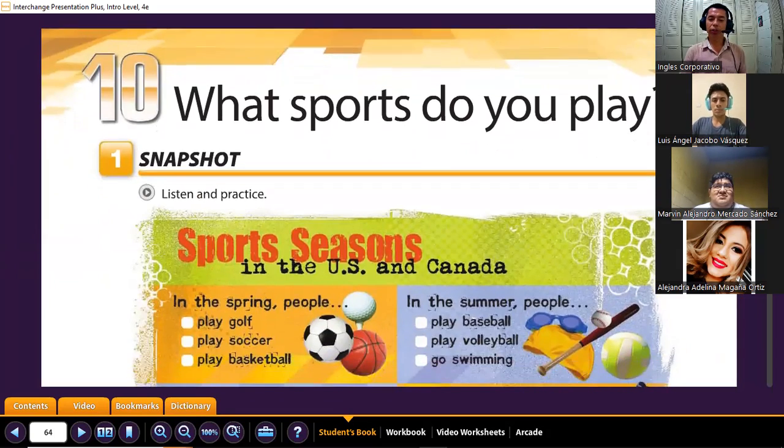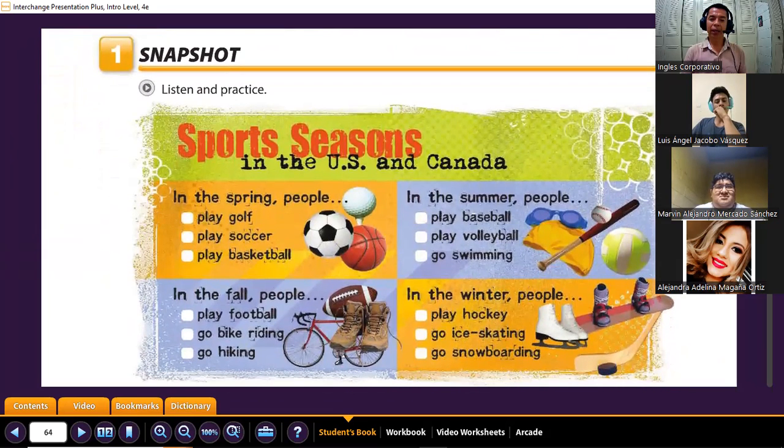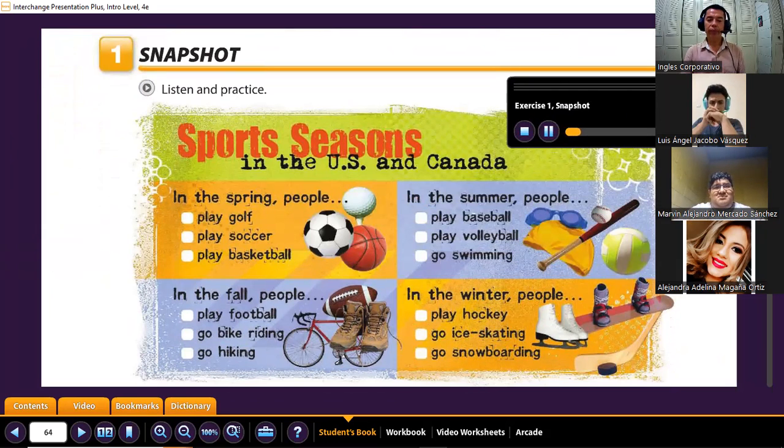What sports do you play? Listen. Listen to the audio, right? Unit 10. What sports do you play? Page 64, Exercise 1, Snapshot. Sports seasons in the U.S. and Canada. Listen and practice.